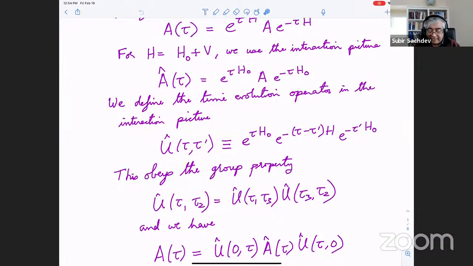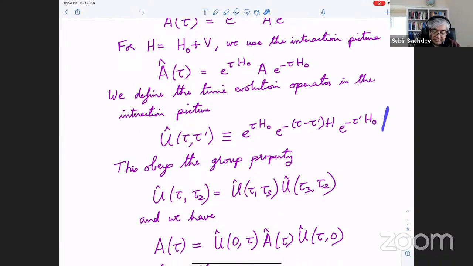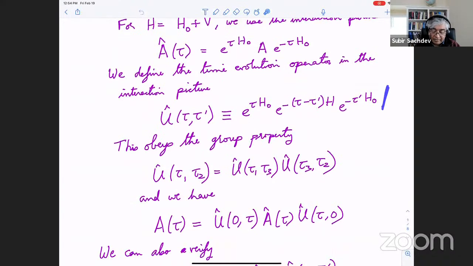Okay, so that's the definition. And from this definition, we can derive other expressions for this unitary time evolution operator. But before I derive that expression, why do I define it? Why is this useful? Well, because it, first of all, obeys this group property, easy to check. U of tau 1 tau 2 is U of tau 1 tau 3 times U of tau 3 tau 2.